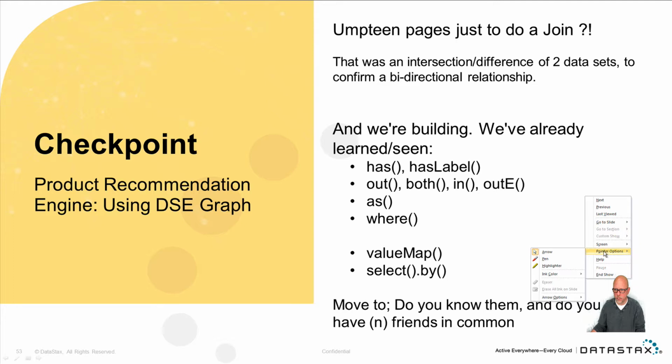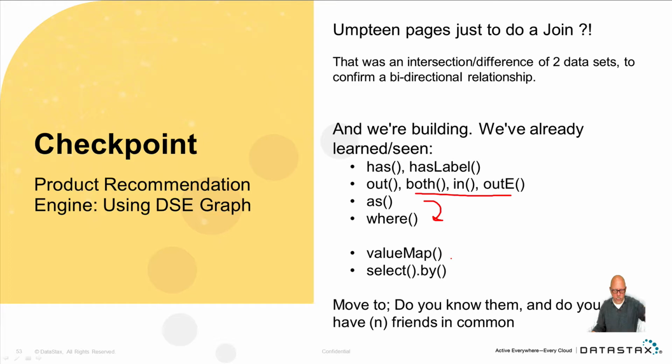So that was all of these. That's why we were doing several pages, in, out, both. You actually did everything on this page. We did as, and then carrying the keys minimally as we step from vertex to vertex. We could do a where 2 people actually know each other, or etc. And we used value map true, and we did select by. So we actually did quite a bit.